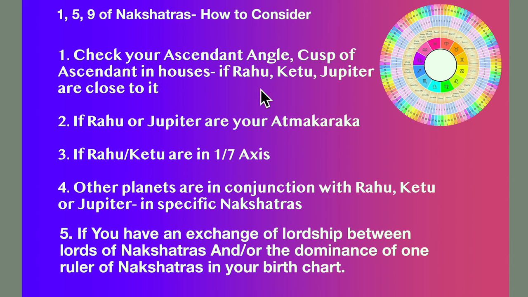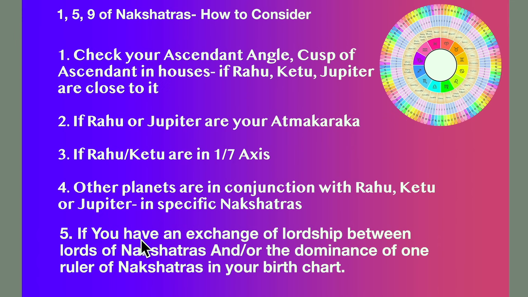Number two, if Rahu or Jupiter are your Atma Karaka, we shall speak about this much later on. Number three, if Rahu and Ketu are in the 1-7 axis, the first and the seventh axis. Number four, if other planets are in conjunction with Rahu, Ketu or Jupiter in specific nakshatras, the focus being on specific nakshatras. And we'll deal with all the nine types of nakshatras here, really.